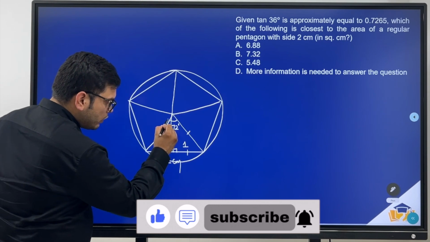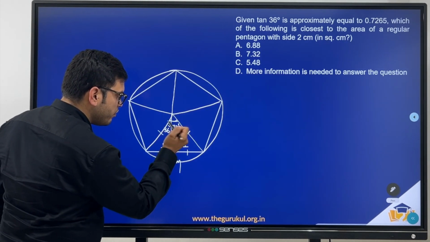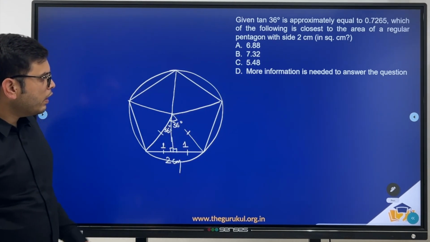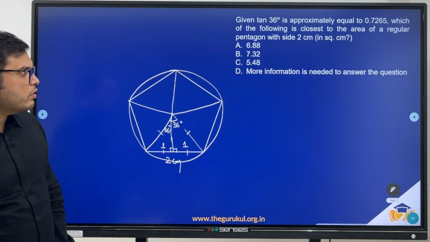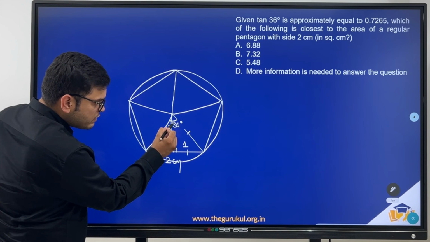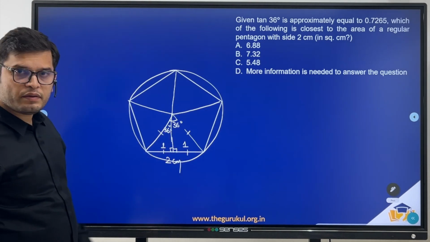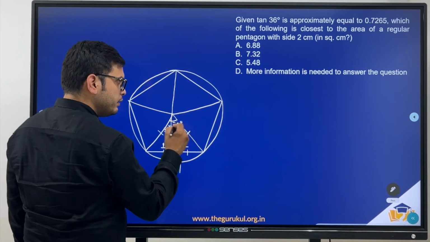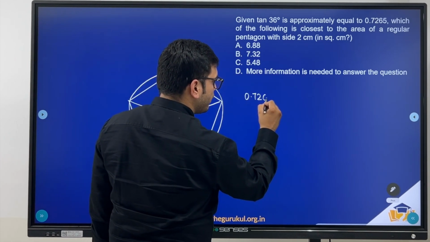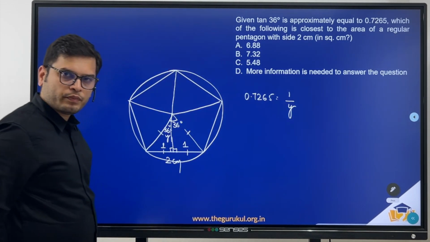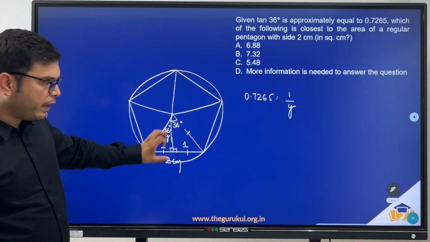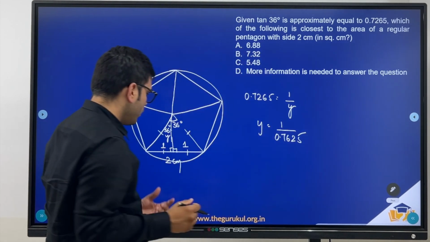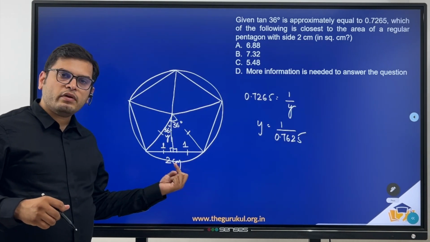Now if this total angle is 72 degrees, this will be 36 degrees, and the measure of this angle will be 36 degrees. Now given tan 36 degrees is 0.7265. Tan theta is nothing but opposite by adjacent. Now if I consider this as y, in this triangle, tan 36 degrees, 0.7265, is equal to 1 by y, or the altitude of this triangle, y, is equal to 1 by 0.7265. Now we know the base of the triangle, and we have the length of the altitude.